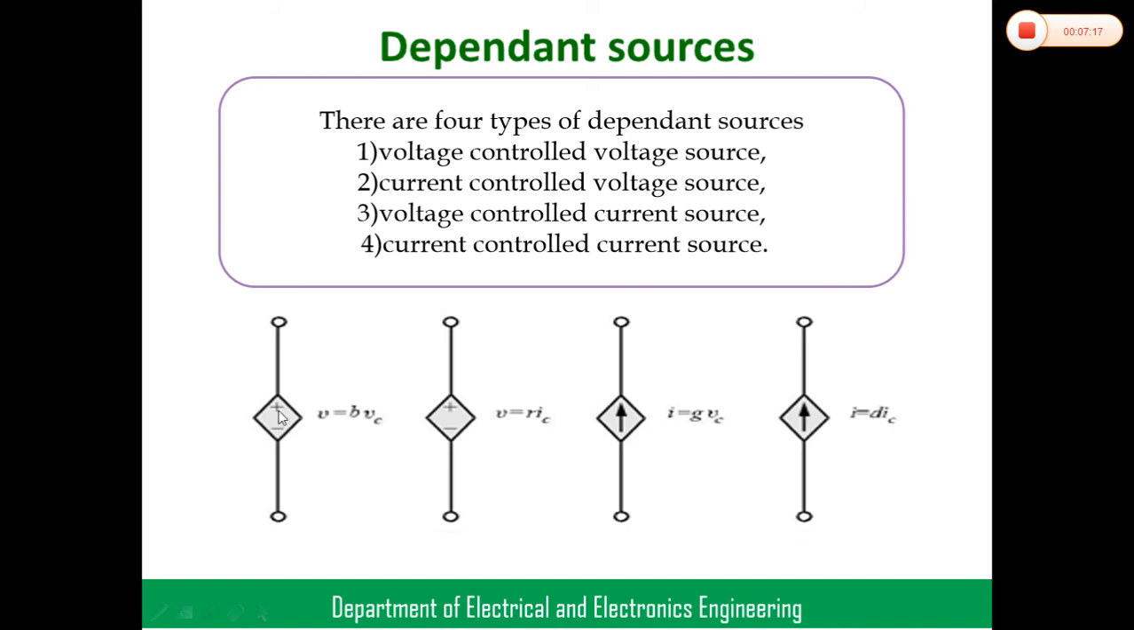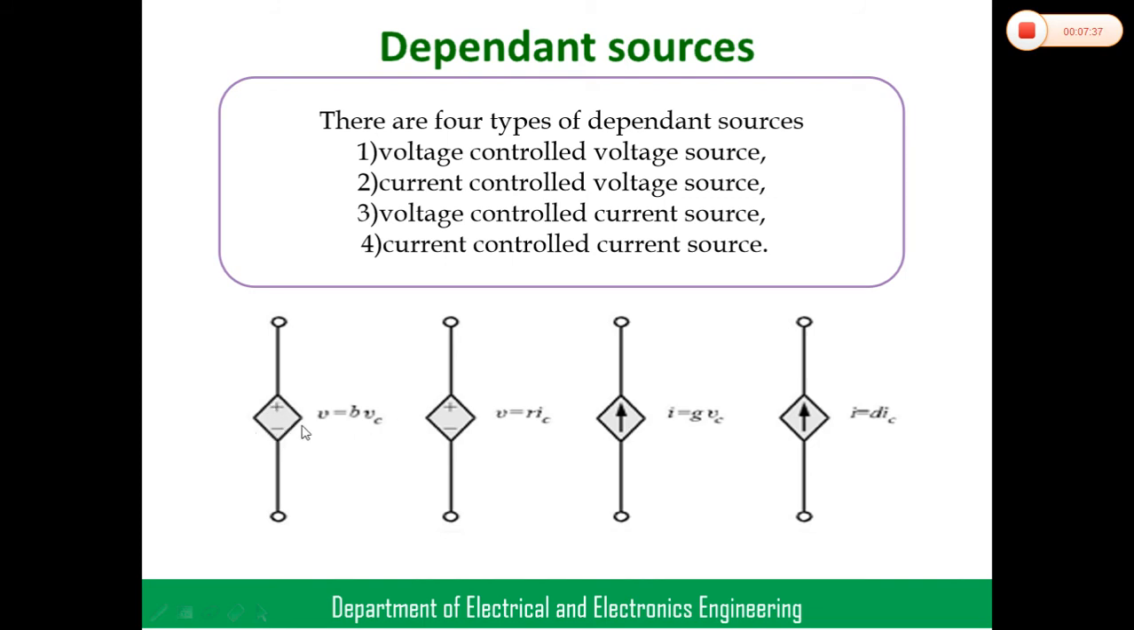Here, plus and minus means this is a voltage source. Here, I mentioned the arrow, which means this is a current source. In all the cases, it is a diamond shape, that is, a rhombus shape.